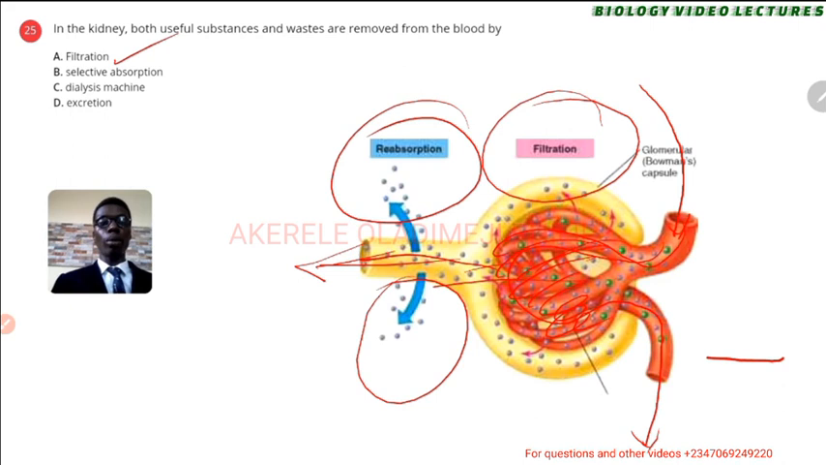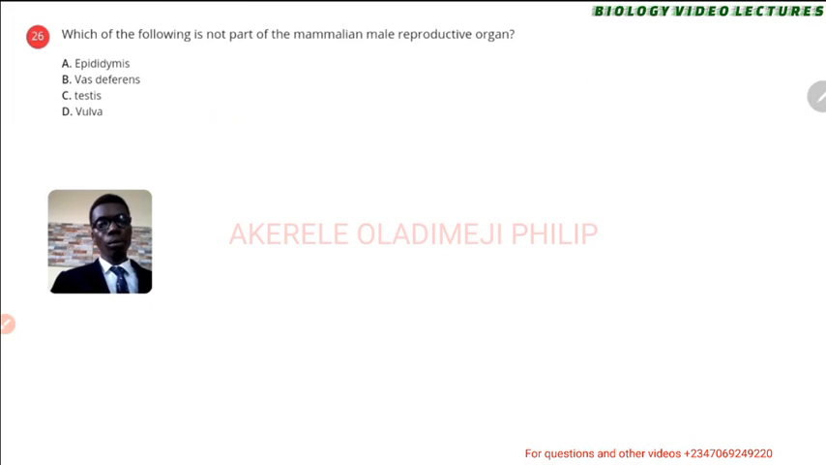Which of the following is not part of the mammalian male reproductive system? Mammalian male. Attempt this question, please, before listening to my explanation. Epididymis is part of it. What does it do? That's where sperm cells mature. Vas deferens is otherwise known as the sperm duct that transports sperm from the epididymis to the urethra. The testis, of course, is the site of spermatogenesis in the seminiferous tubules. But the vulva is found in the female, which is the entire opening of the urethra and the vagina together in the female. Let me show you what that looks like in a moment.